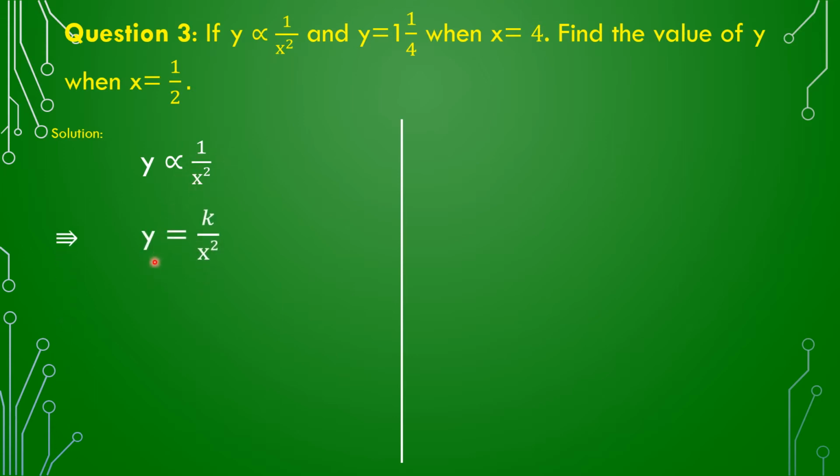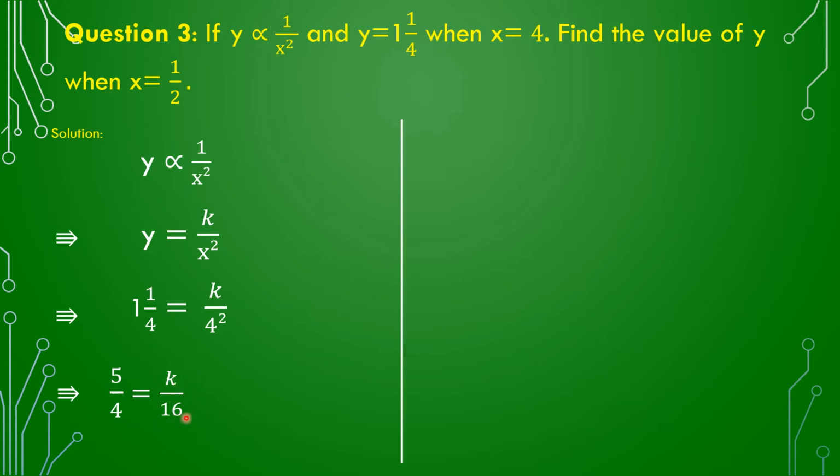This simply means that y is equal to k divided by x squared. Now the question says y is 1/4 when x is 4. Now we are looking for k, the constant of proportionality. Now 1/4 is equal to k divided by 4 squared, because y is 1/4 and x is equal to 4. Going further, we have 5 divided by 4 is equal to k divided by 16.